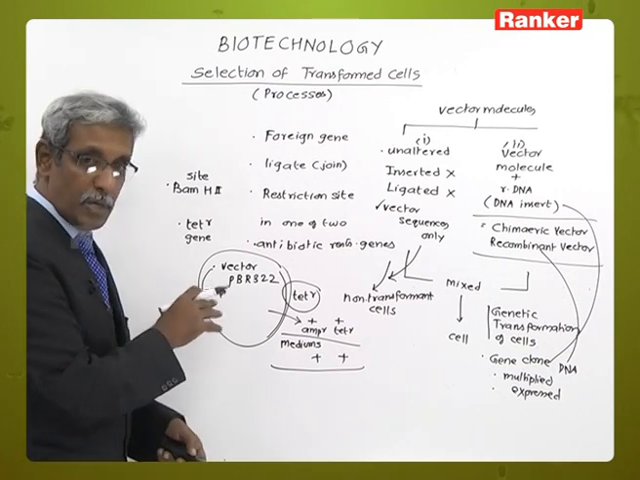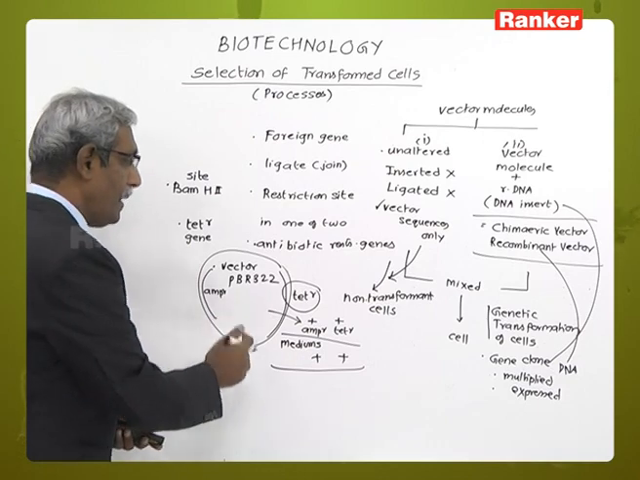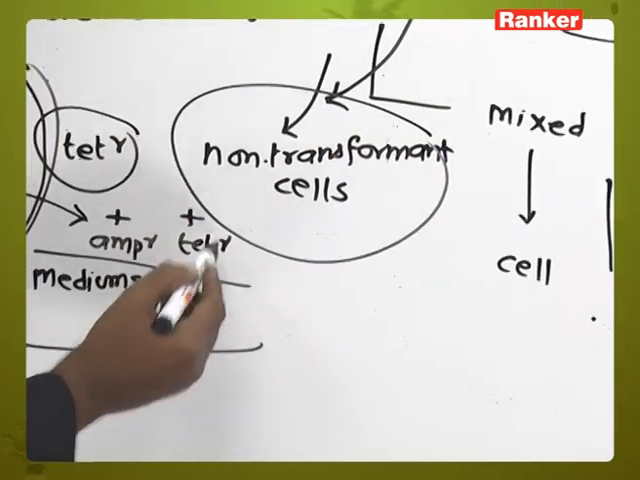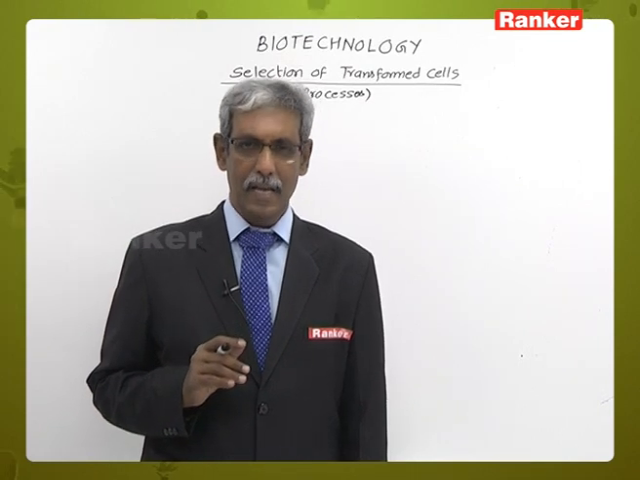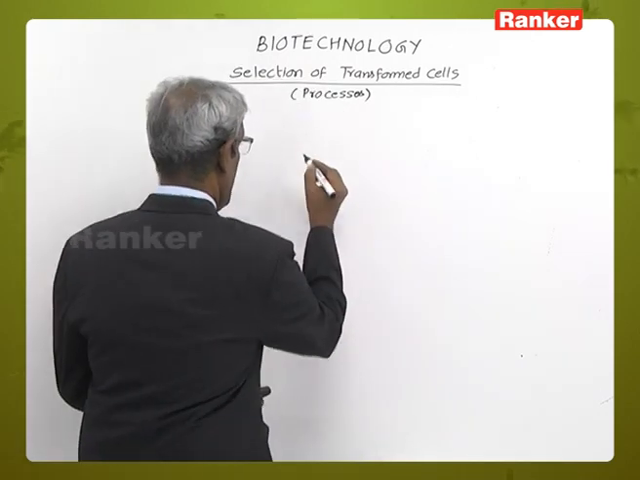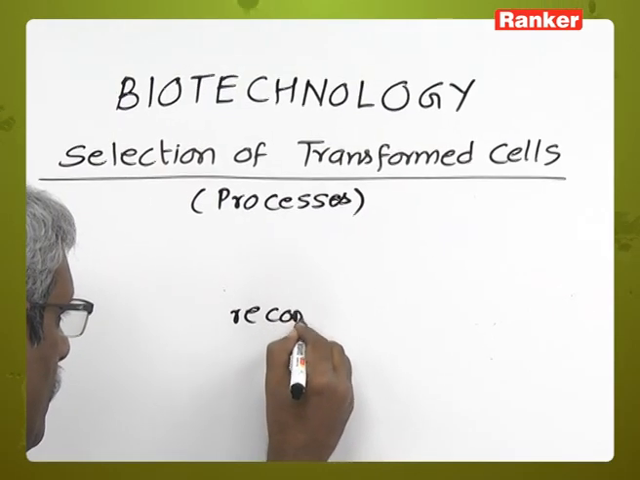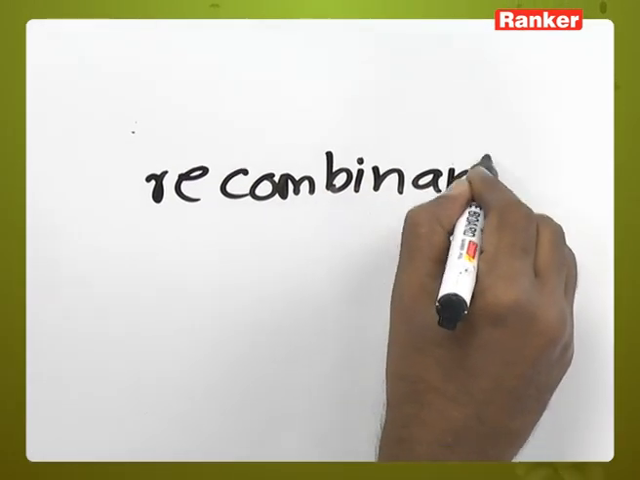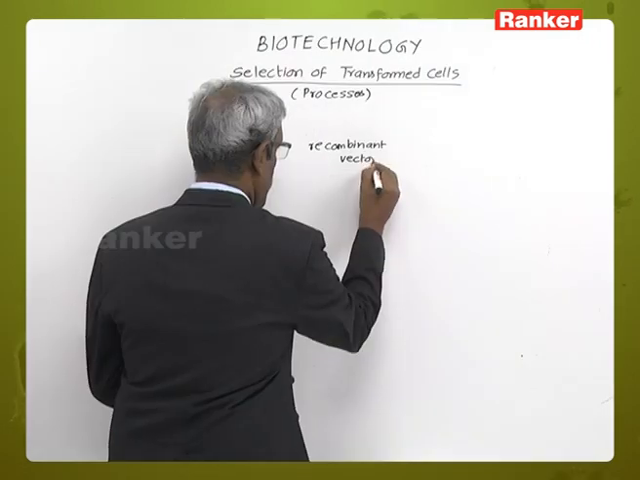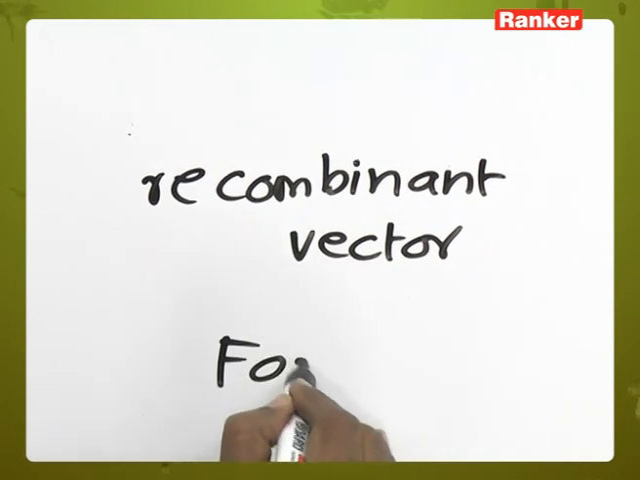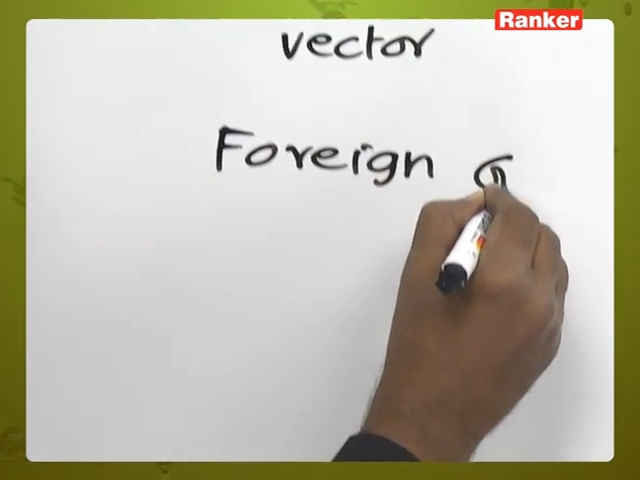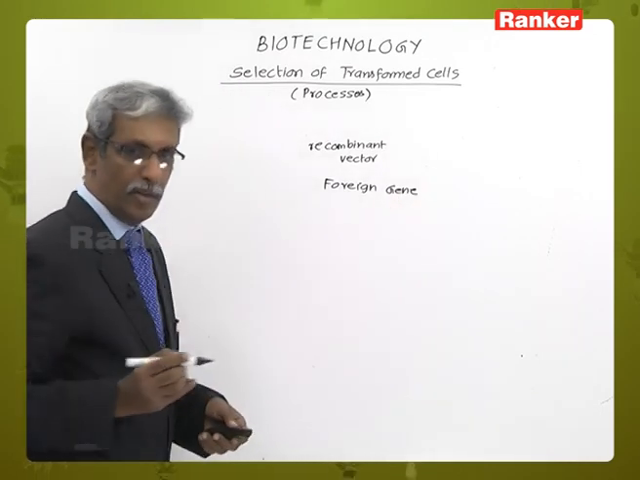Now, this is situation number 1. This is about what happens in the case of non-transformed cells, and how the growth in AmpR is, especially with relation to pBR322. While looking at the selection of transformed cells, if we are to study a recombinant vector, a recombinant vector is one which has got the foreign gene. It has a foreign gene.